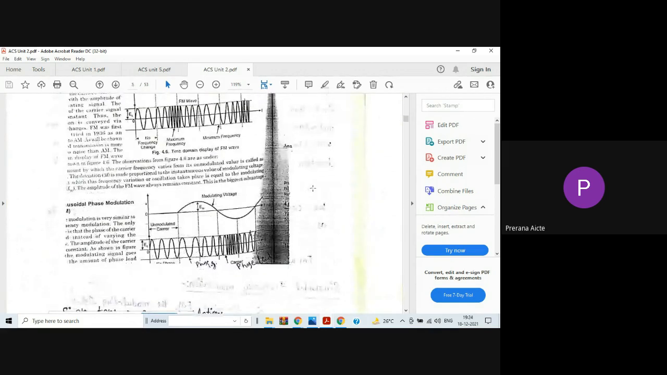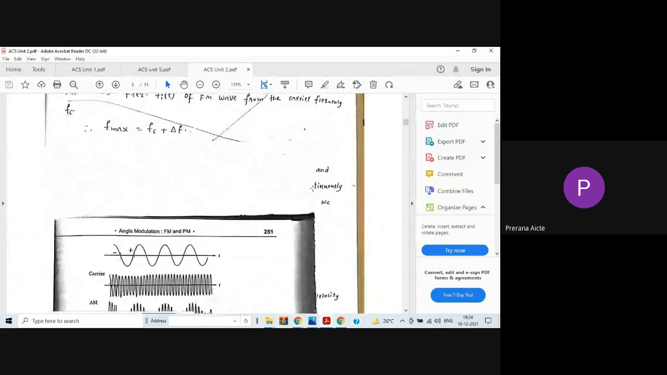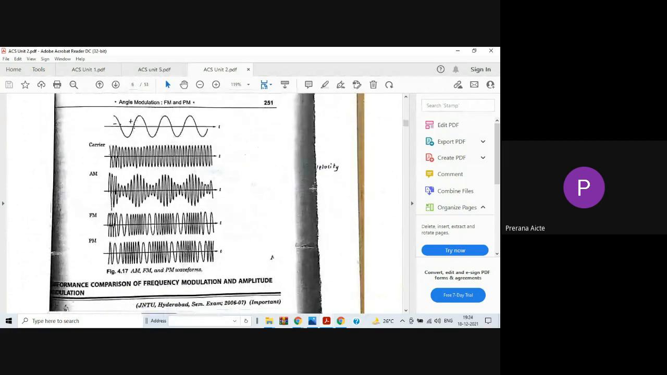Okay, now we see the graphical representation. How do you represent? This is the message signal and this is the high frequency carrier signal, and we know, right, in amplitude modulation the amplitude will be varying. That's why here maximum amplitude, minimum amplitude. In frequency modulation we said, right, whenever there is high amplitude, there should be high frequencies. Whenever there is low amplitude, there should be low frequencies.